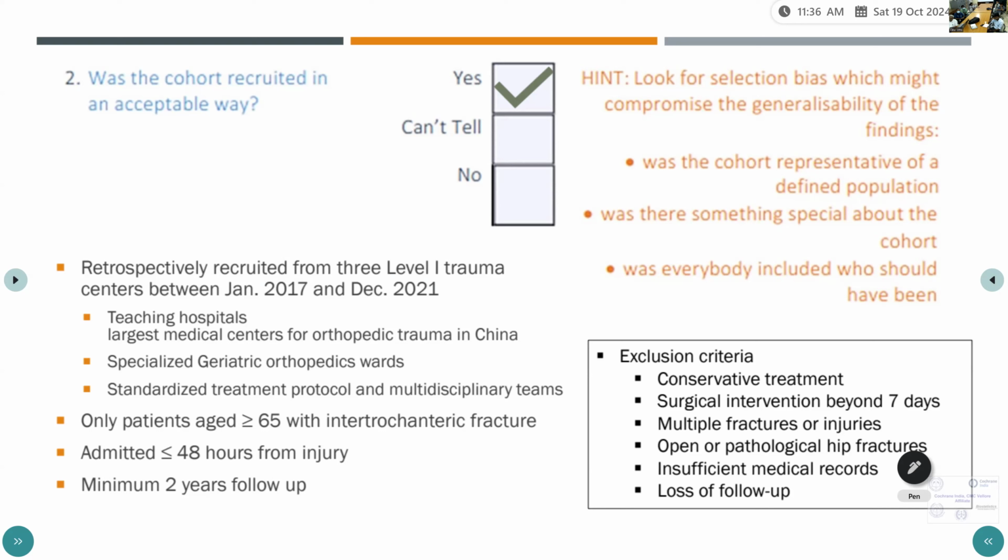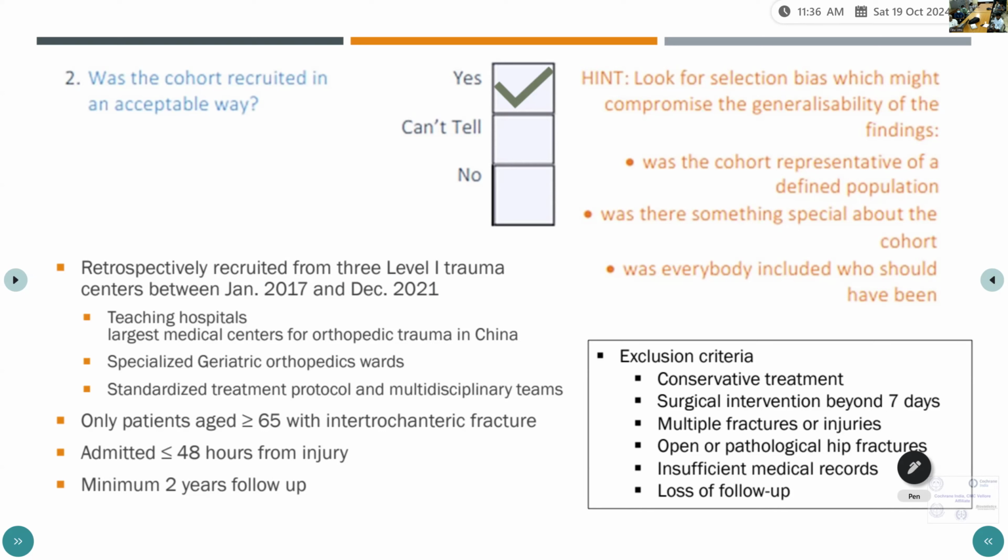And this only includes those who were admitted within 48 hours from injury. So those coming late are not included. So even if you came 50 hours after the injury and you got a surgery within 7 days from the injury, you were not included in this study.